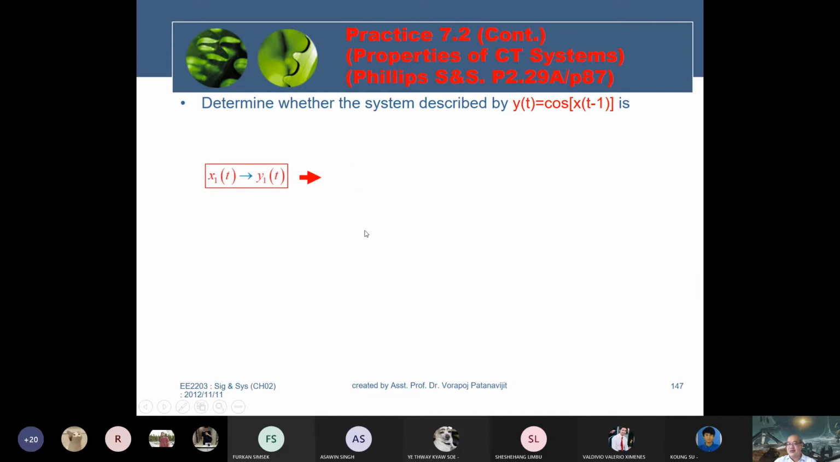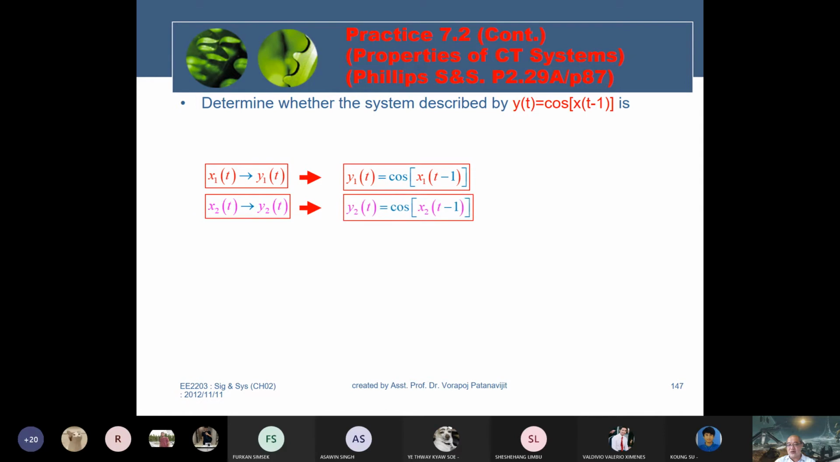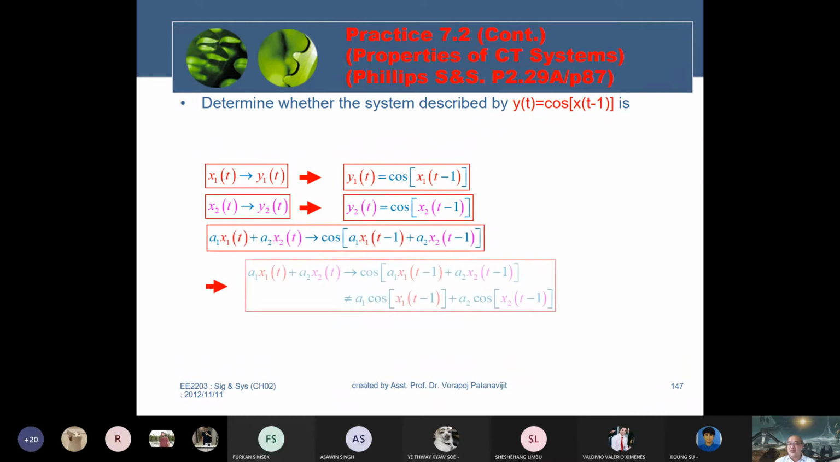The last one is checking whether the system is linear or not. If you feed x1, y1 equals cos(x1). If you feed x2 to the system, y2 equals cos(x2). But if you feed x1 plus x2, cos of (x1 plus x2), or cos(a plus b), gives you cos cos plus minus sine sine. It does not give you cos a plus cos b directly.